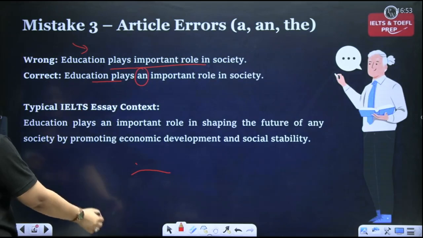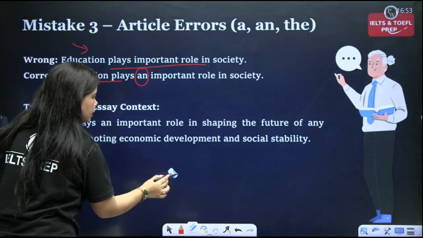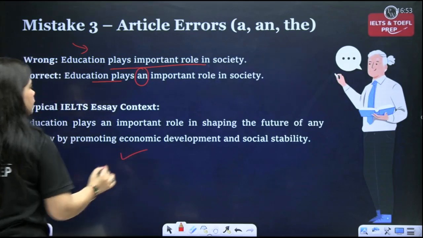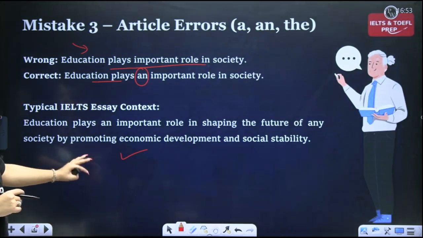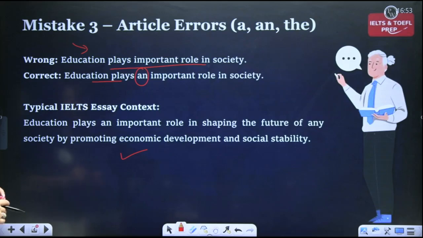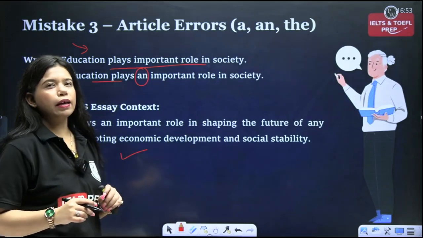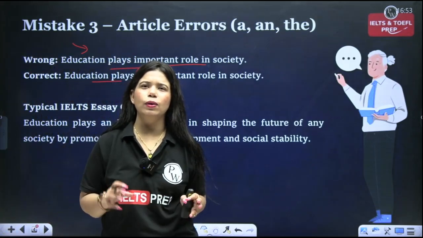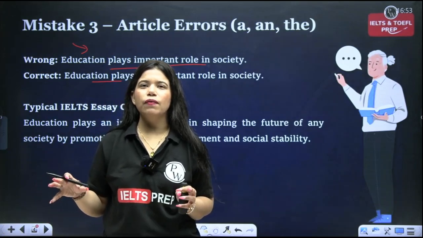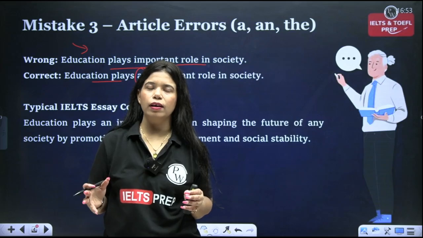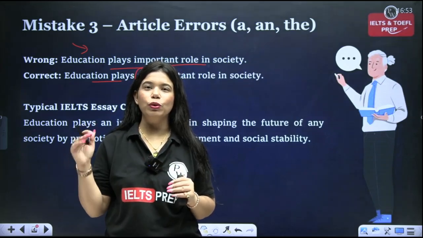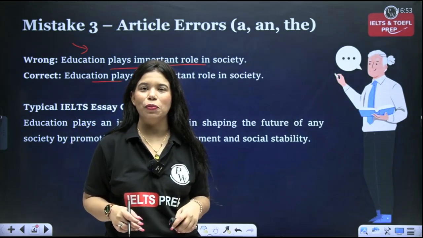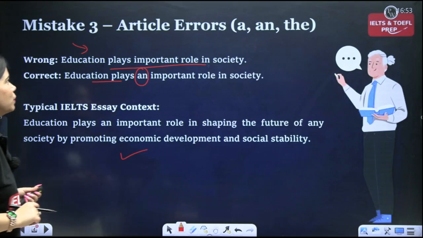So look here. IELTS level sentence is, education plays an important role in shaping the future of any society by promoting economic development and social stability. So be very careful. These are small little words, a and the, but if you keep on missing them here and there, or if you use them incorrectly, they don't let you get that beautiful band 7 in the writing module. Moving on to the next one.